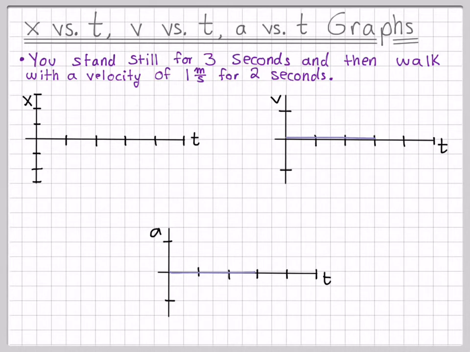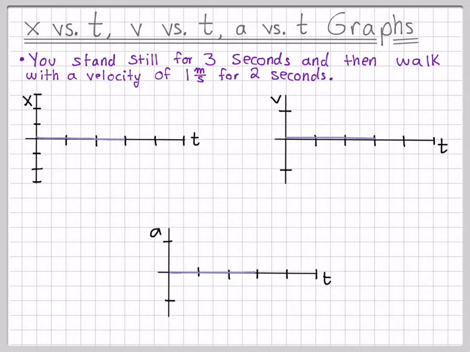And lastly, if we are not moving for the first 3 seconds, we know that our position will never change for this time interval. So we can say that our position is also 0, which means we assume that we start at the position 0, which is okay. Now let's discuss what happens when we walk with a velocity of 1 meter per second for 2 seconds. Since we have a new velocity, we can pencil this into our velocity versus time graph.